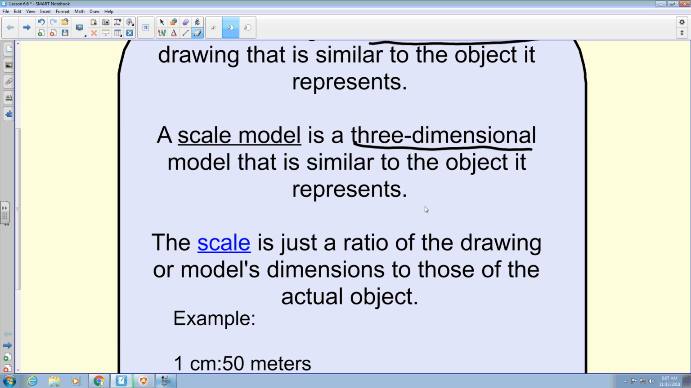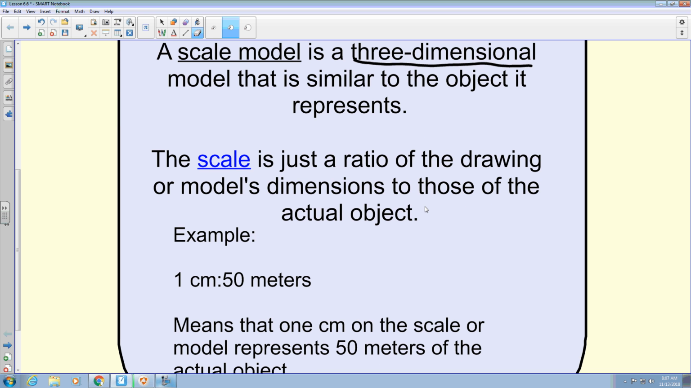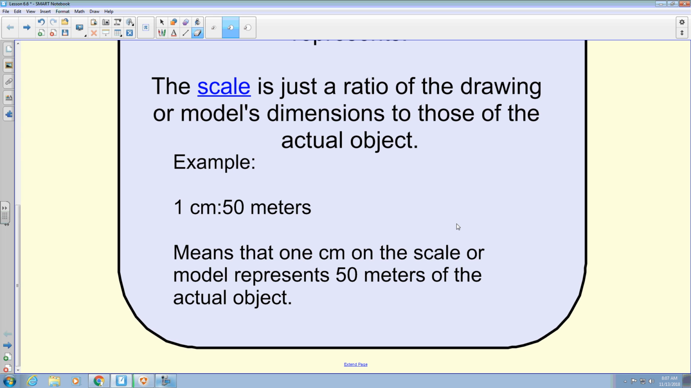The scale is just the ratio of a drawing or model's dimensions to the actual object. Like they say here, 1 centimeter to 50 meters. So in the scale version, 1 centimeter represents 50 meters. That must be talking about a map. If you looked at the map and took a ruler, in this case in centimeters, and measured 1 centimeter, that represents 50 meters on that particular map.